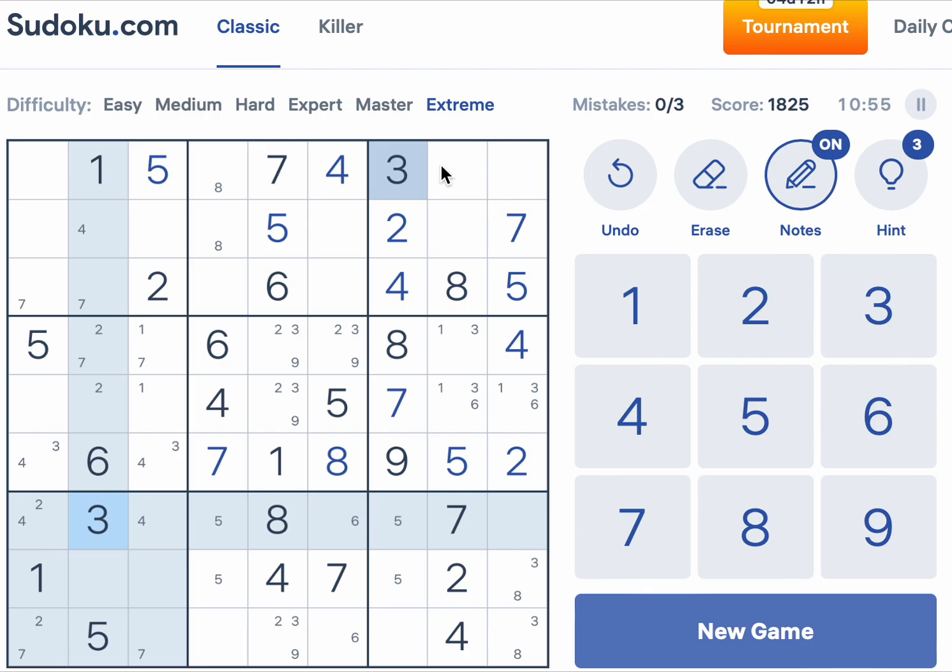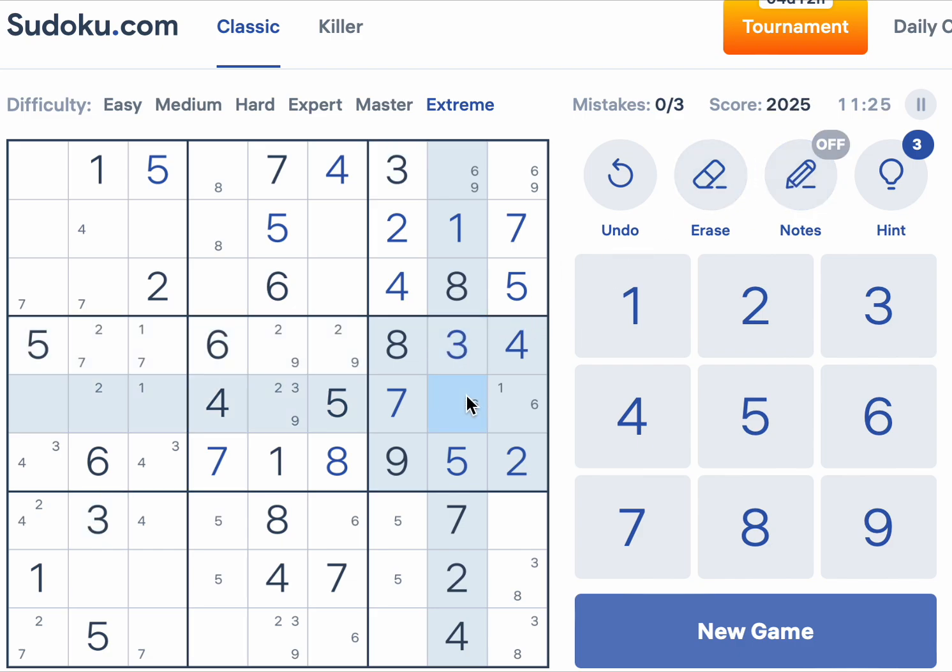Okay, for this block, we're missing 1, 6, and 9. We have 1 in this row, so this cell must be 1. So we're missing 6, 9, and 6, 9 here. With 1 here, this cell must be 3, and this must be 6, and this is 1. So in this column, this cell must be 9, and this is 6.